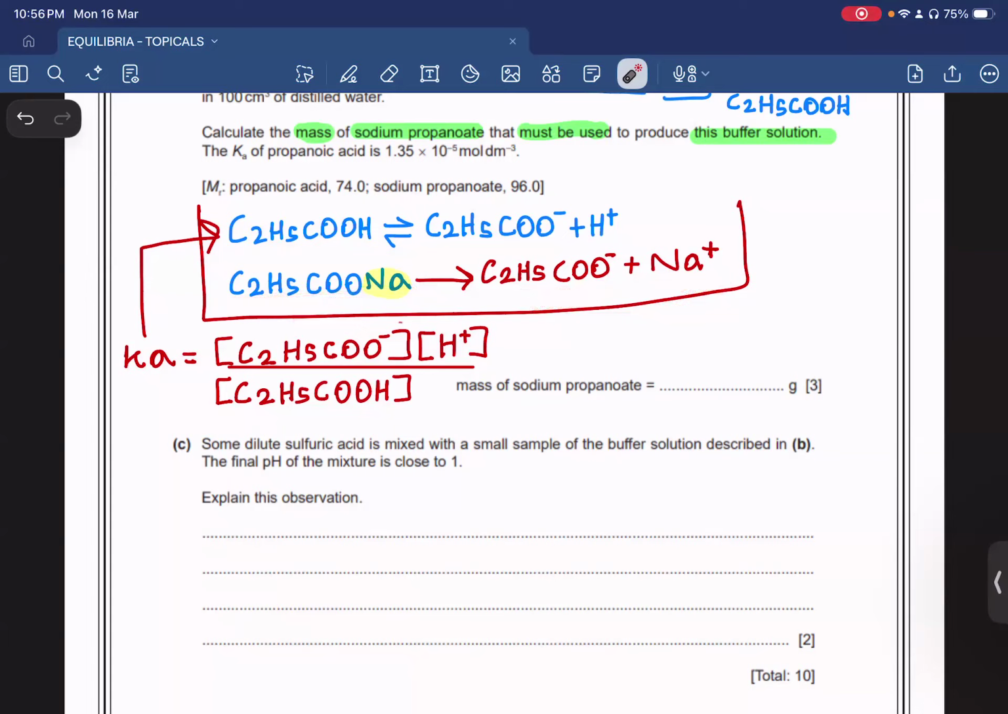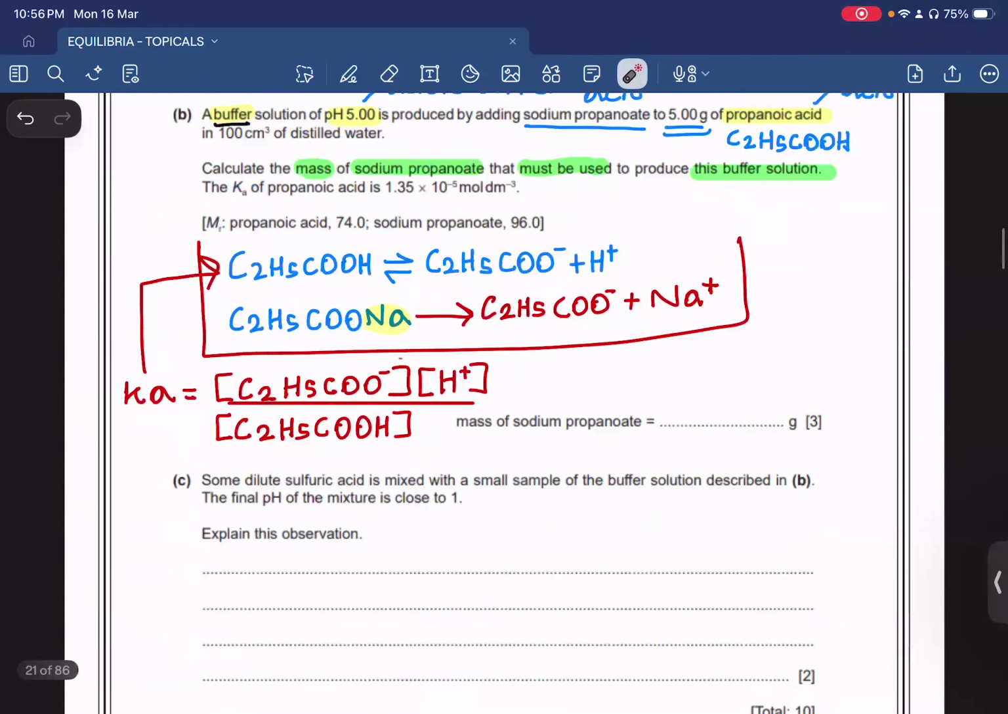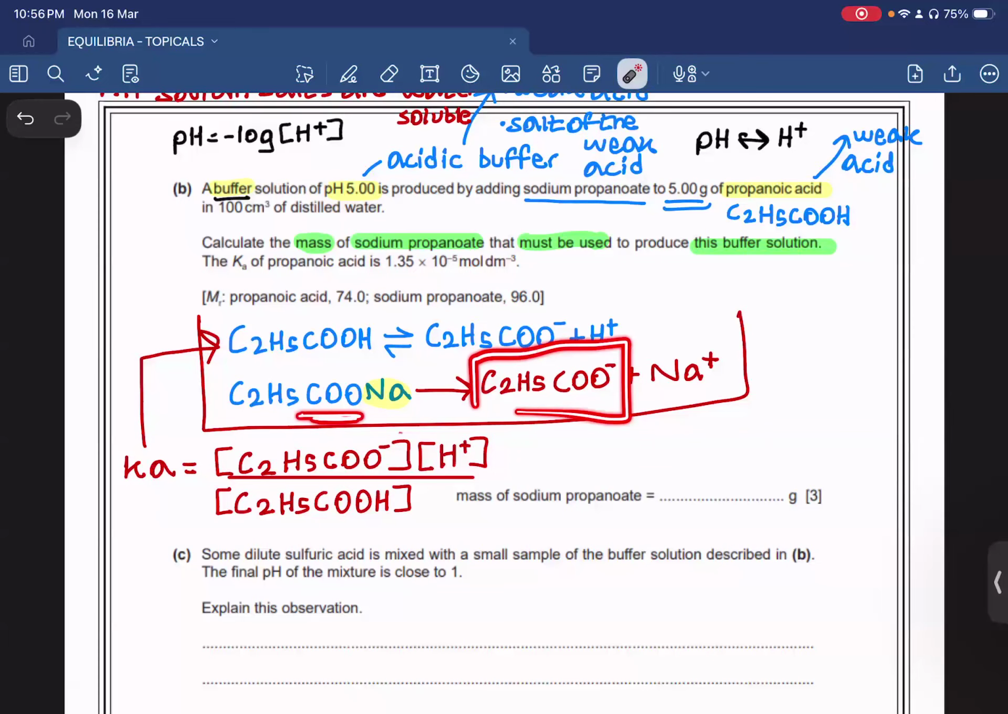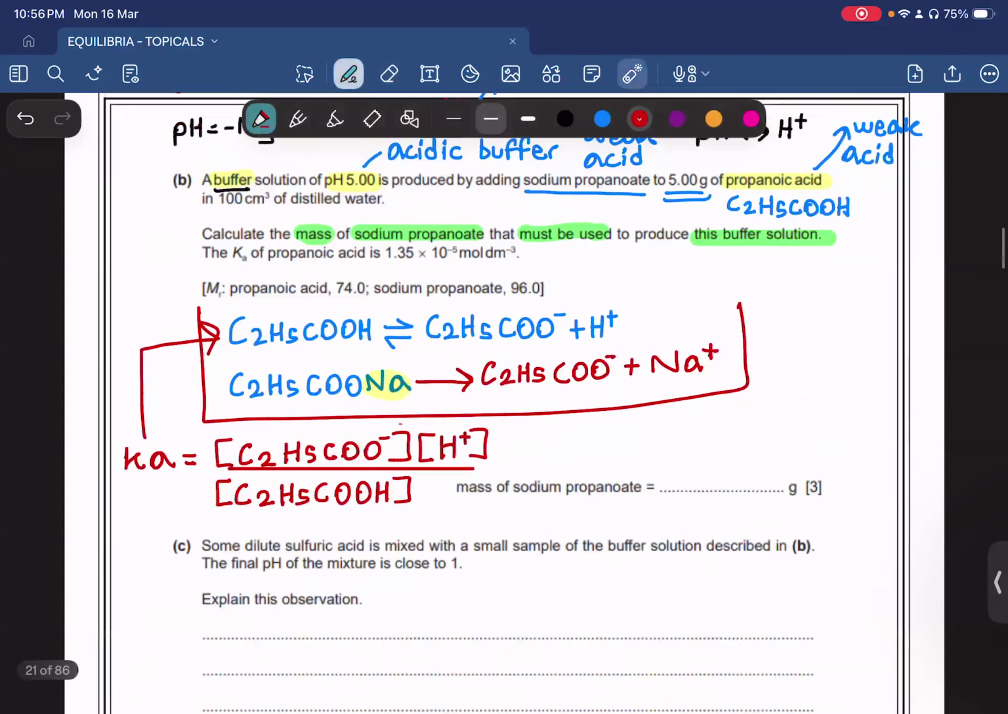So, do you see a pattern? The number of molecules of this ion is equal to the number of molecules of this ion, meaning the number of moles of this ion is equal to the number of moles of this. So if you have to find the moles for sodium propanoate, which is this one, let's just find the moles for this. Let's change our route a bit. So now we're not going to be finding the concentration for this.